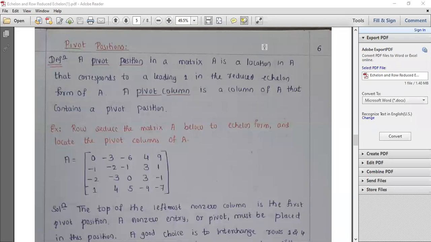Okay, so for now just remember this as a definition. I'll explain it with an example. Whatever ones you get in the reduced echelon form are pivot positions, and the respective columns we call the pivot columns. Okay, so let us see now.